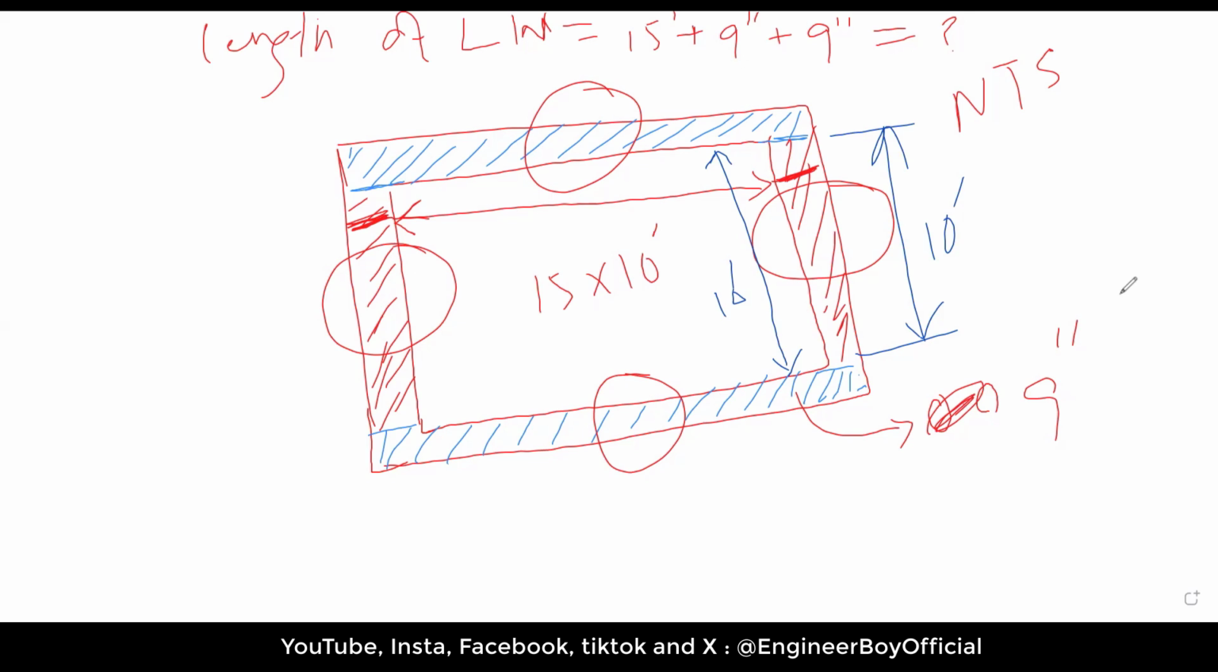And that is just because, as you can see, we have extended the long wall's length. This corner is also added, and that corner is also added. You can see that. So that corner is 9 inches, and this one is also 9 inches. That's why we are adding 9 inches to both sides.